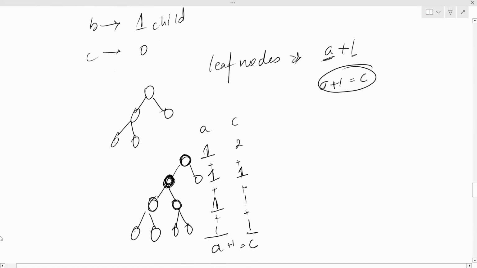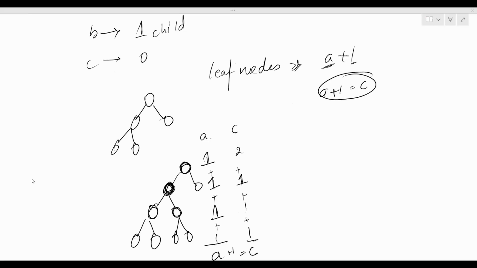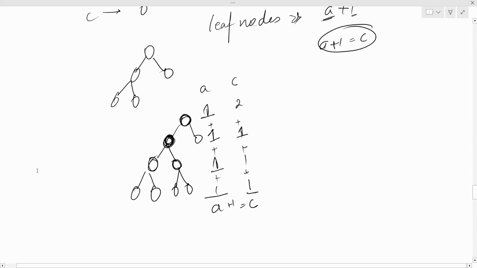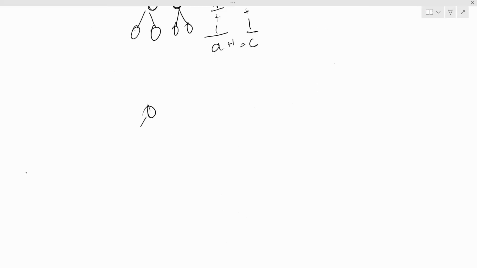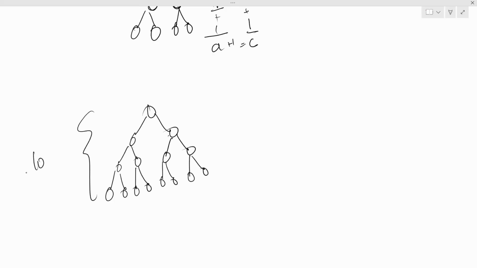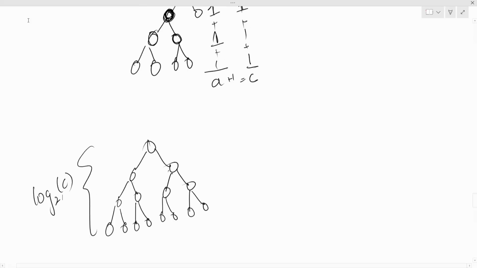Otherwise, you need to find the minimum height. Now, how to find the minimum height? First of all, C is the number of leaf nodes. So let's try to arrange all the leaf nodes like this, in a complete binary tree. If let's say there was a complete binary tree, what is the height of this tree? So height of this tree will be log 2 of the number of leaf nodes. Yes, no.